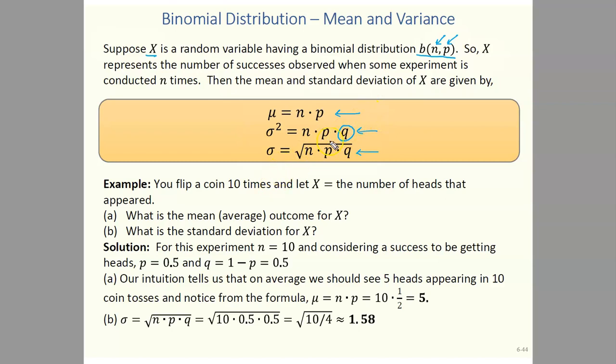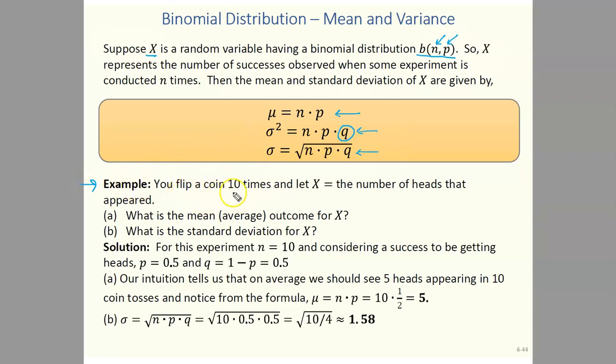Now, as we'll see when we look at the examples down here, it's fairly easy to understand why the mean is n times p. But the variance and standard deviation are a little bit more difficult to understand intuitively. We could prove mathematically why these equations hold, but that's beyond the scope of the course. So let's take a look at this example.